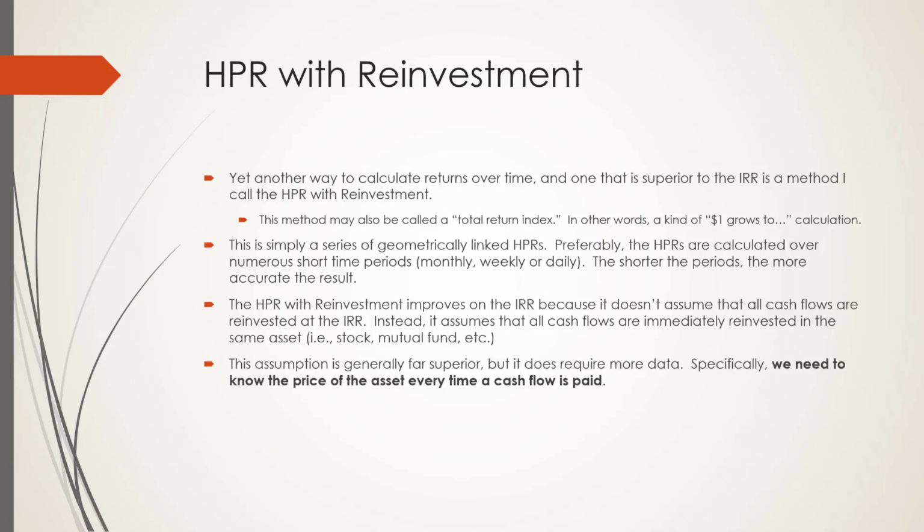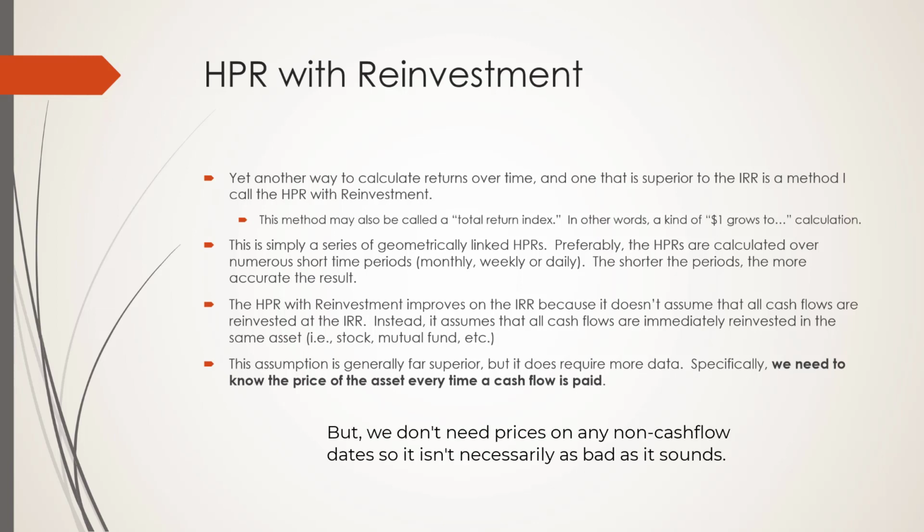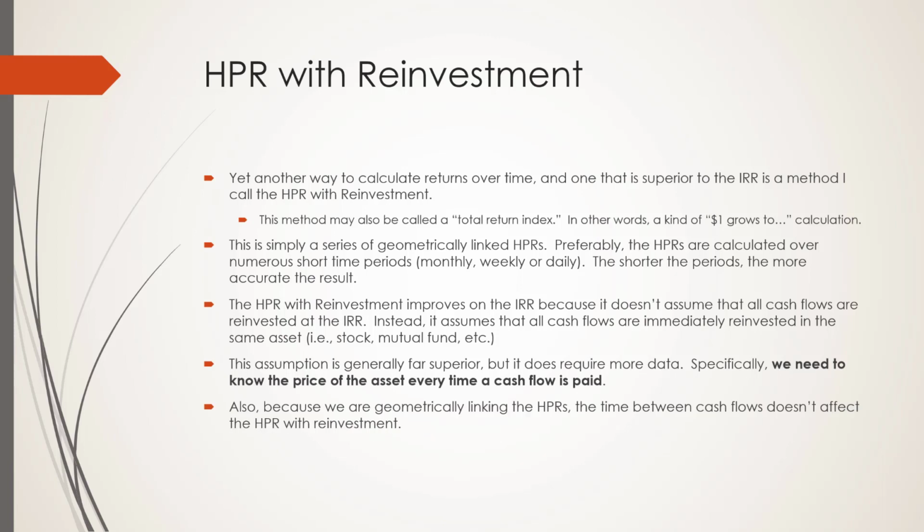Now, the downside of this is that we need to know the price of the asset every time there's a cash flow. So if money comes into the portfolio or goes out of the portfolio, we need to know the value of the portfolio on that date. Or if a stock pays a dividend, we need to know the price of the stock on that date. And we need that for the entire history that we're calculating the return for. So we need a little bit more data than we would with an IRR calculation. Now, the other benefit is that because we're geometrically linking these HPRs, it doesn't matter whether the time period in between cash flows is the same or not, because we're multiplying. So it simply has no effect.